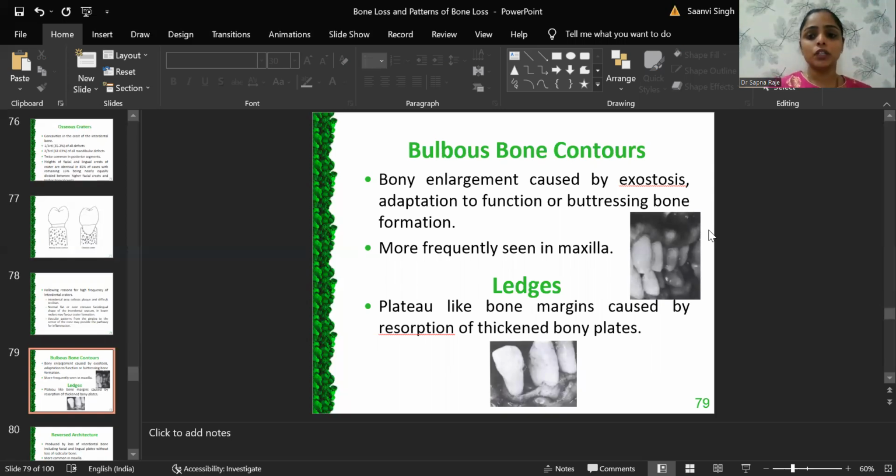Then you can see the bulbous bone contours. These are bony enlargements caused by exostosis or adaptation to functional buttressing bone formation, most frequently seen in the maxilla. Then ledges are plateau-like bone margins caused by resorption of thickened bone plates.